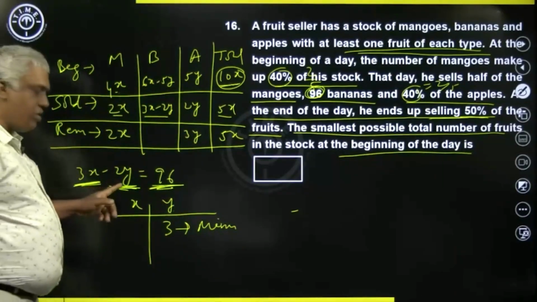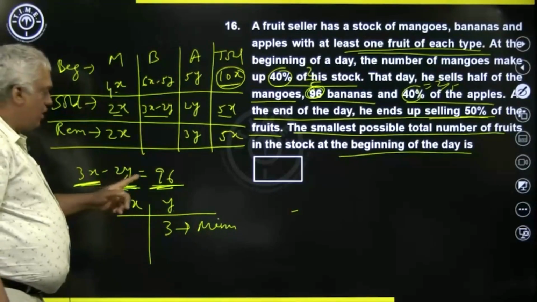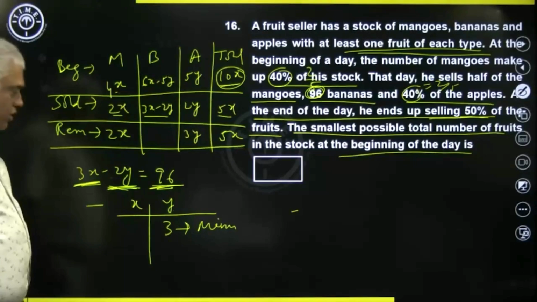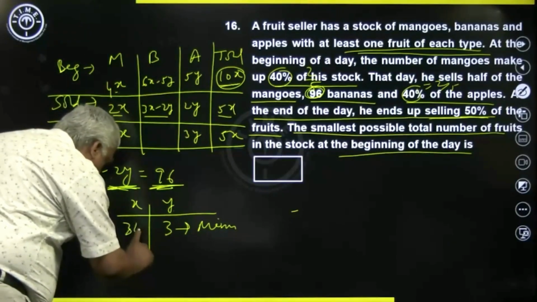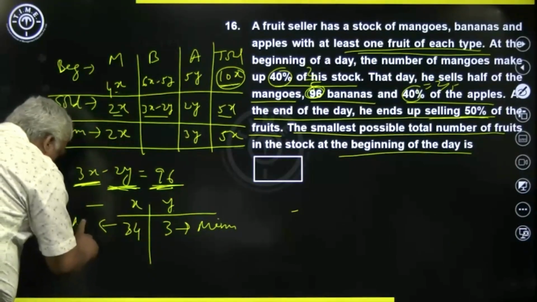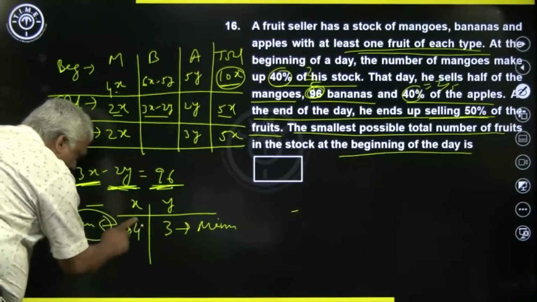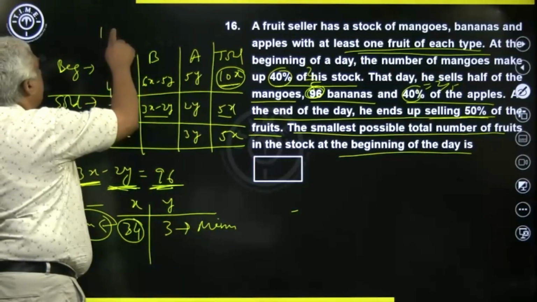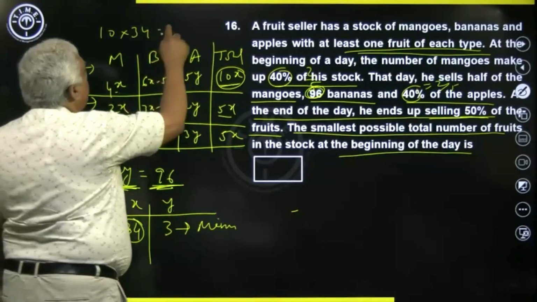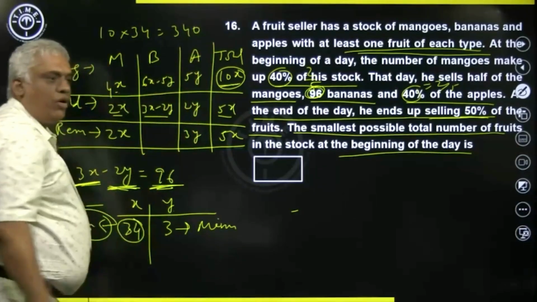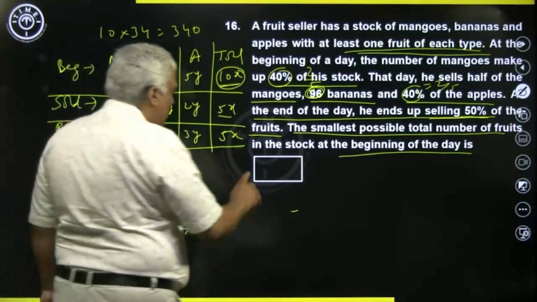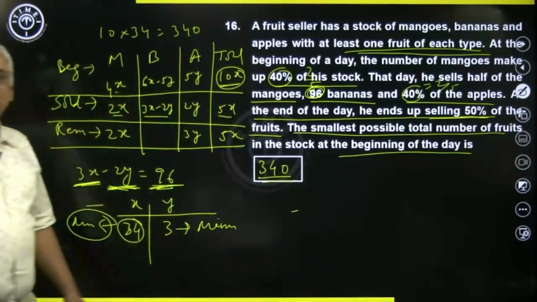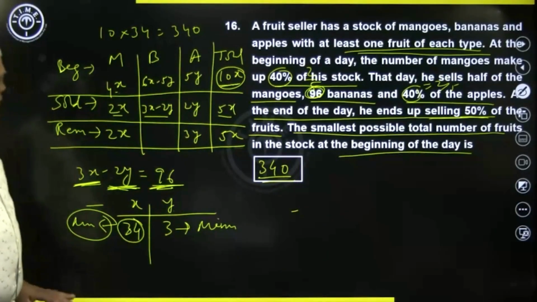Put y equals 3. So 3 times 2 is 6, and 96 plus 6 is 102. 102 divided by 3 is 34. So the minimum value of x is 34. So the minimum number of fruits will be 10 into x, so 10 into 34, which is 340. So 340 is the answer for the minimum number of fruits. I hope this is clear, right?